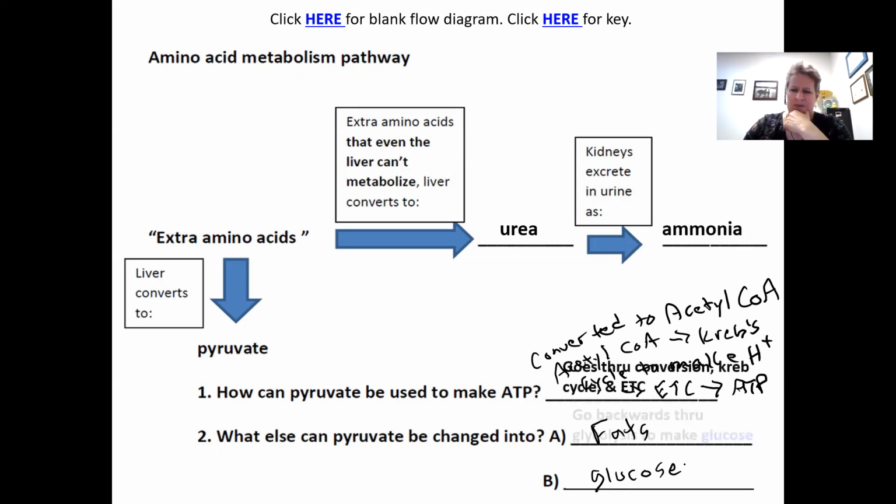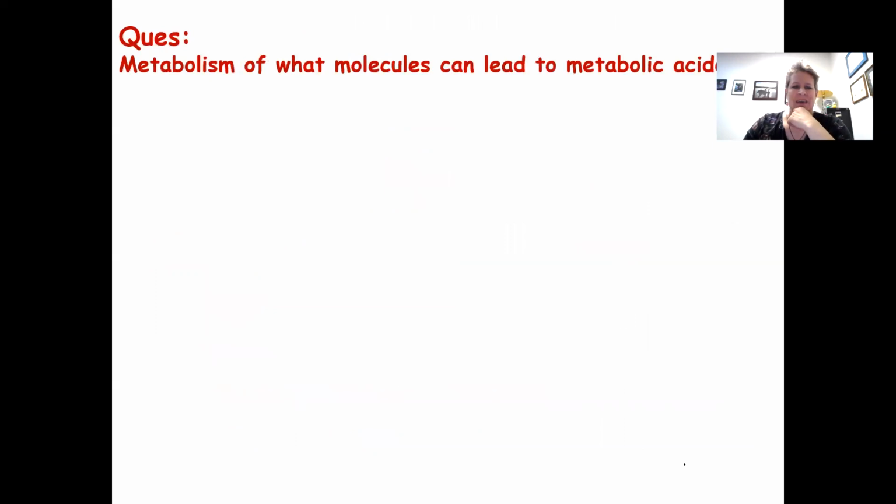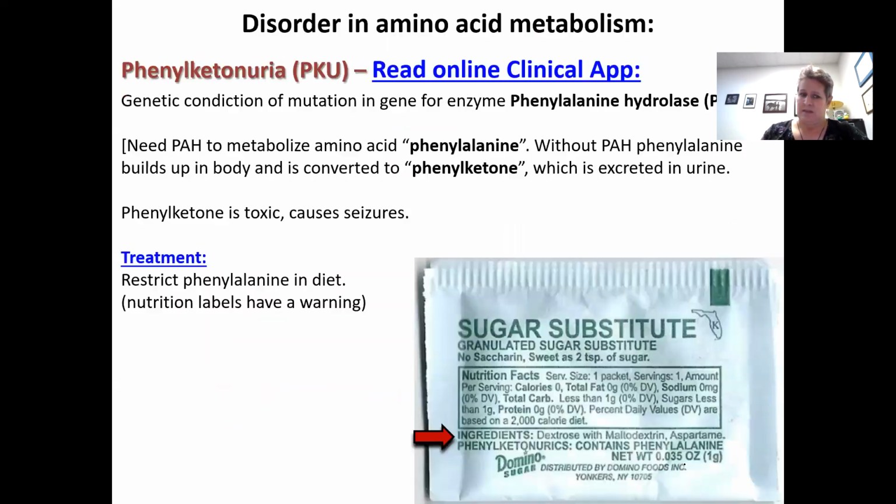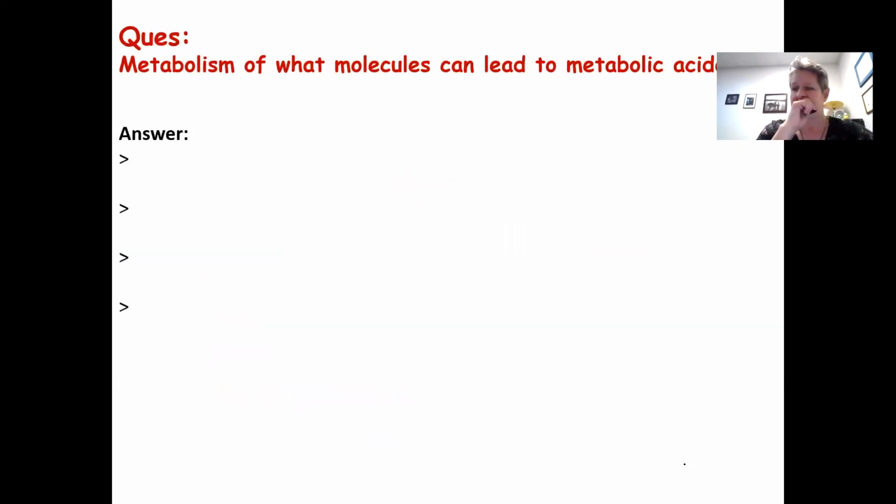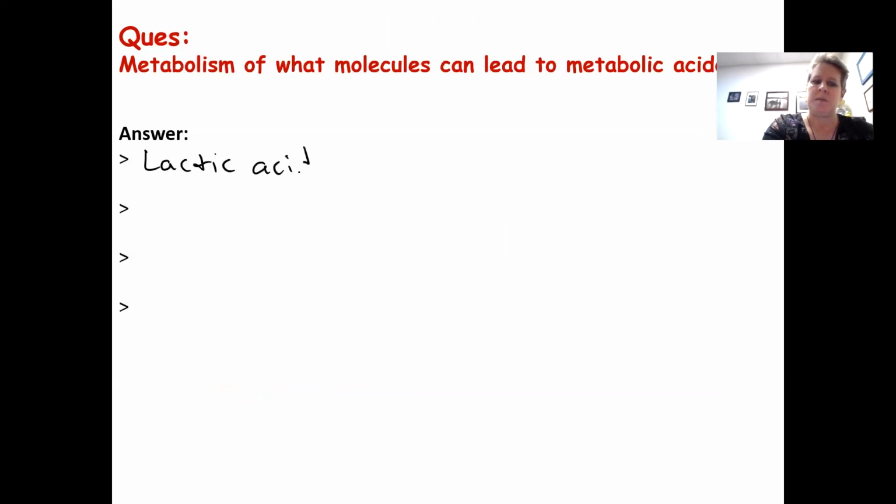Okay, so I had the answers. Okay, now let's think. What molecules can the body metabolize that can lead to a drop in blood pH or metabolic acidosis? First of all, think of all the things that end in the word acid. All right, I don't think I have the answers. Nope, so let's think of it. How about what your skeletal muscles produce? Lactic acid. That can drop your blood pH.